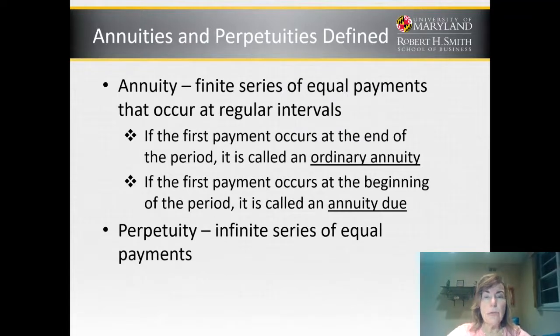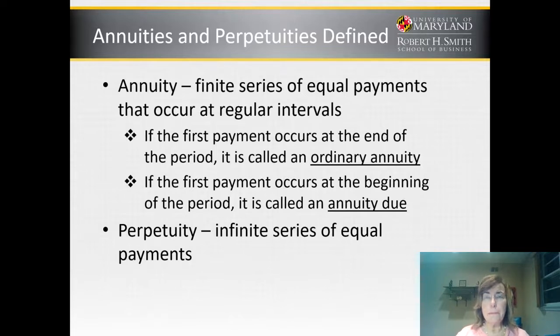Now the next thing I want to talk about is annuities and perpetuities. An annuity is a finite series of equal payments that occurs at regular intervals. Typically, the payment is at the end of the period, and we call that an ordinary annuity. If the payment occurs at the beginning, it's known as an annuity due.